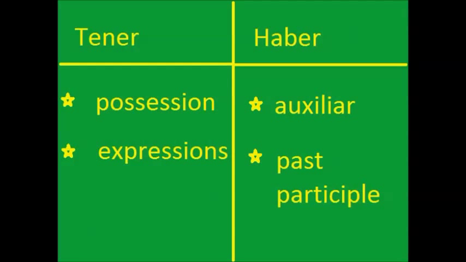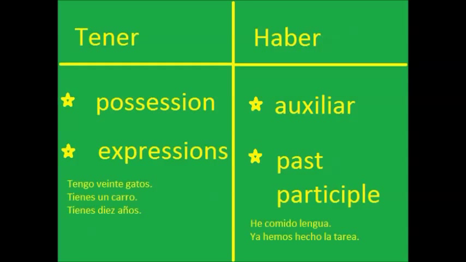So what I have here are the two verbs, tener and haber, and their primary reasons for use. With tener, we're going to use it for possession and expressions, and I'll get to that in a second. And for haber, we're going to use it as an auxiliary verb, and when we do that, it needs to have a past participle with it. Let me give you a couple examples of both tener and haber right now.